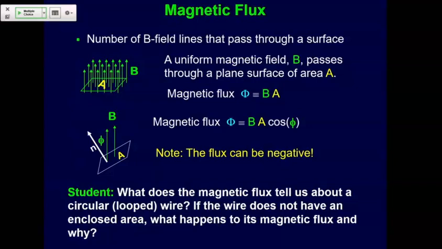And so what does the magnetic flux tell us about a circular looped wire? If the wire does not have an enclosed area, what happens to its magnetic flux and why? It's the same sort of idea. This idea of the flux is really general, and it works for any kind of area you want. It doesn't have to be a square area or whatever. It can be any kind of area you want.